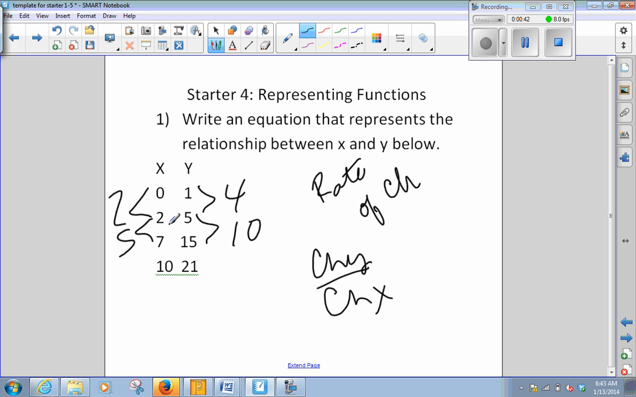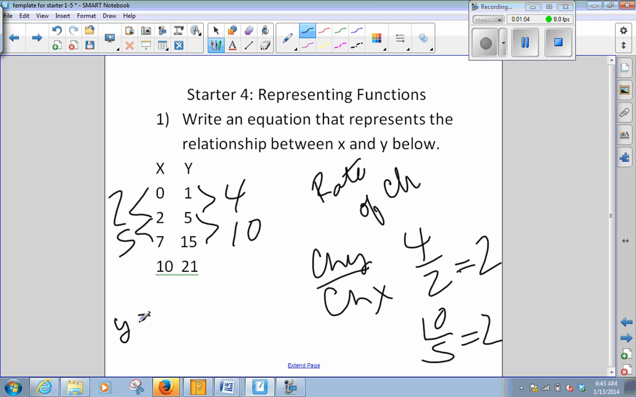If I'm looking at my first set right here, 4 over 2 simplifies to a 2, and 10 over 5 also simplifies to a 2. So I know that my rate of change for this particular function is 2. So the equation that represents the relationship is going to have something to do with y equals 2x, because remember, the rate of change goes right in front of the x when we're writing it in this form. Now, let's see if I can just go with 2 times x.